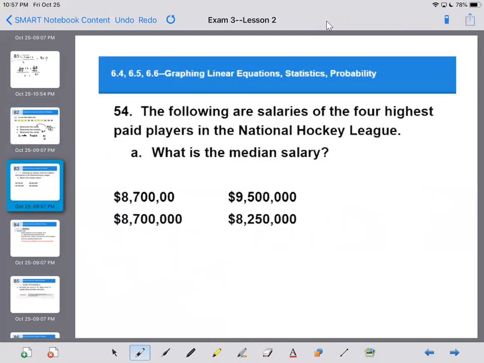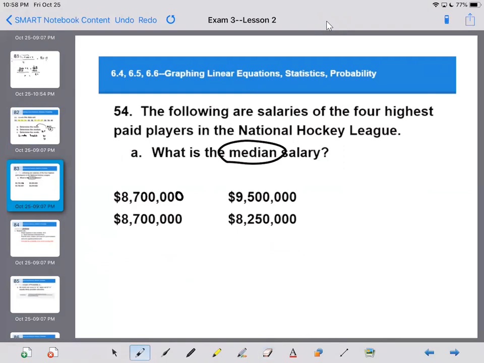The following are salaries. So what we're looking at is the median salary. We would need to put these salaries in order, and I'm missing a 0 right there, so I need to put in a 0 there. Apologize for that. So we have 8,700,000. And then we have 8 million, and I missed that one, I'm sorry.